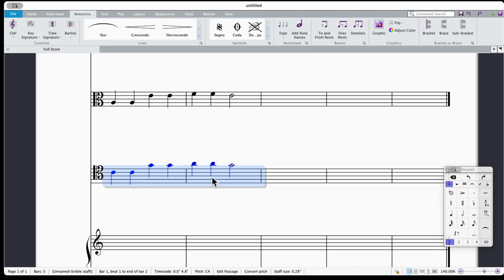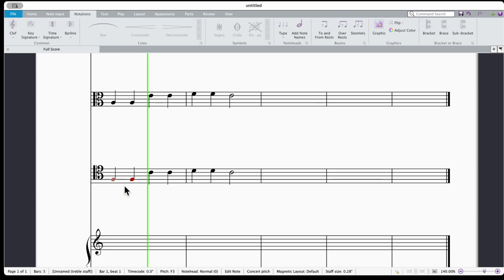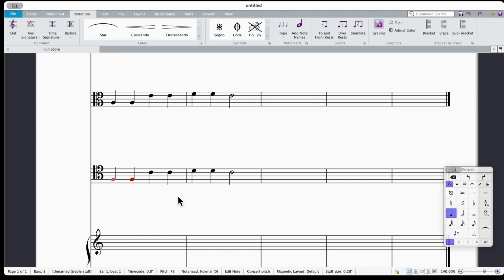But let's take them down a 5th. Let's see what that sounds like. All right, harmony isn't quite right there, but you get the idea. If I were to have this harmony part be in treble clef, way too many ledger lines. It just makes more sense.